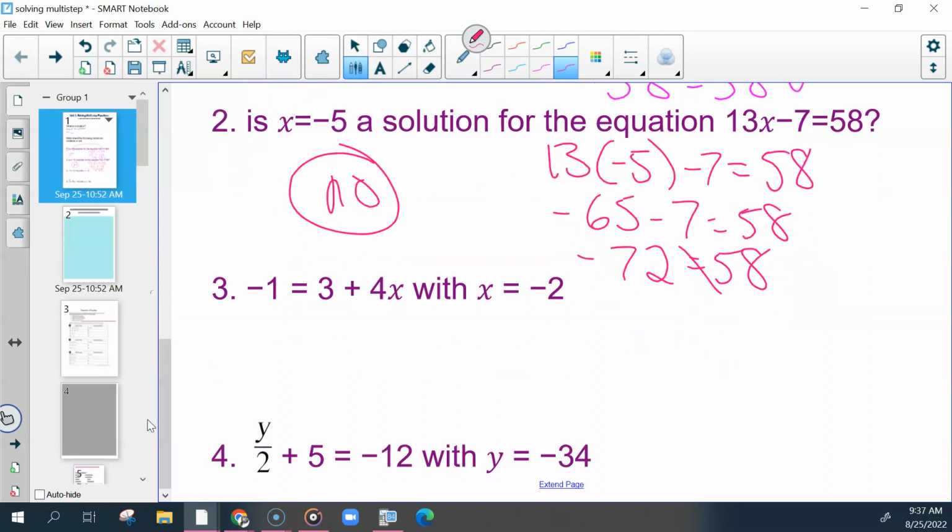I want you to try 3 and 4, doing the exact same thing, and then we'll come back and we'll talk about it. Number 3, was this a solution? This is a no. So what did you say? Yes or no? No. Okay, it was no. We got like -1 equals -5 or something like that. Yeah. Anyone need to see that one? Yes. Sir.